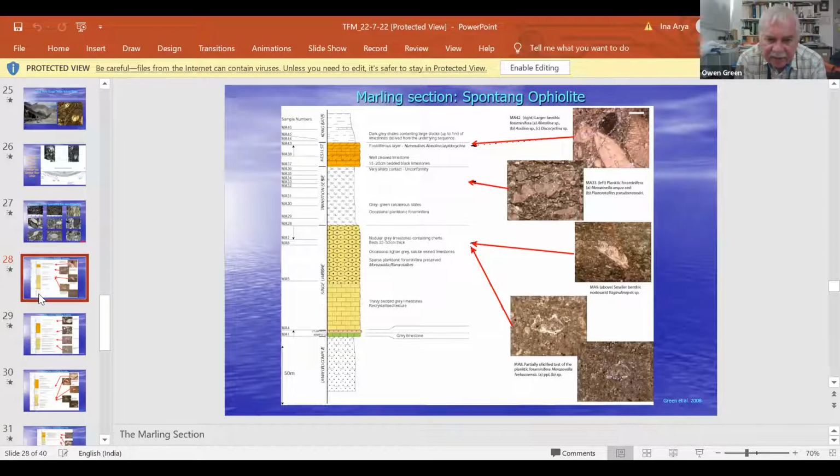So now we come on to some of the sections that we looked at. This is Marling, and we've got a range of different forams occurring up here, which allowed us to attribute this to a certain area, and of course pick out some of the smaller benthics that were occurring there as well. I think we've got Morozovella in here as well. Next slide, please.